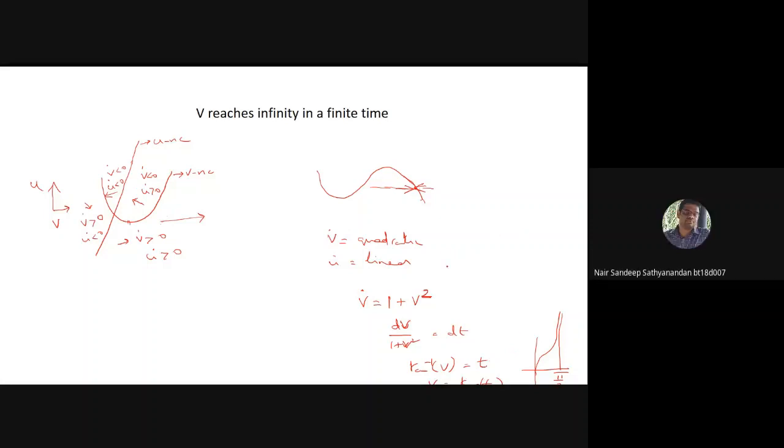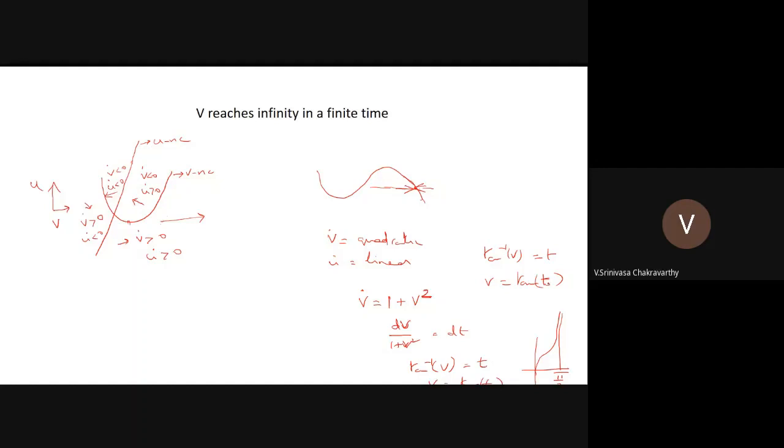Okay, so basically, can you see this point, dv by 1 plus v square? Yes, that is visible. Only tan inverse is visible. So basically tan inverse of v is equal to t, so v is equal to tan t.